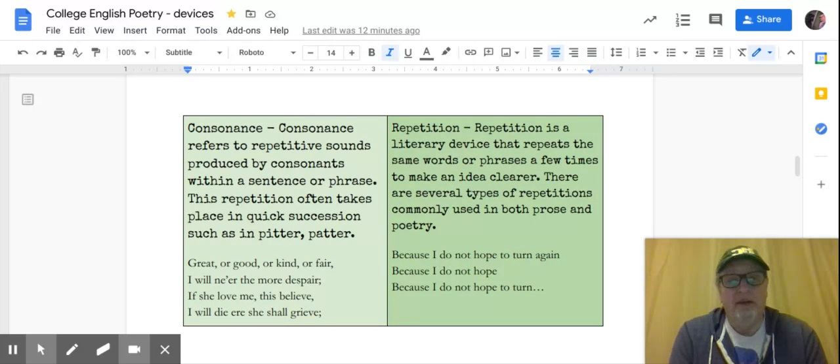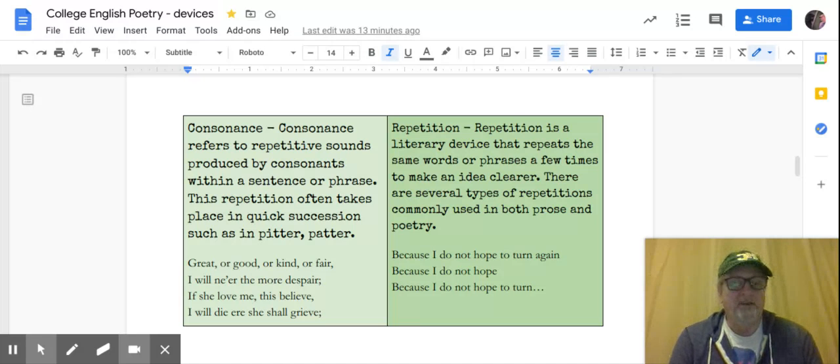Consonance refers to repetitive sounds. This is my reading definitions voice, just so you know. Consonance refers to the repetitive sounds produced by consonants within the sentence or phrase. This repetition often takes place in quick succession, such as in pitter patter.